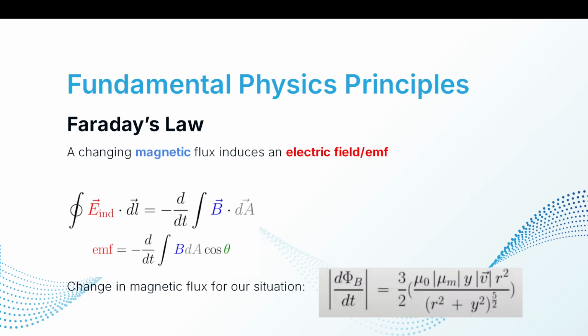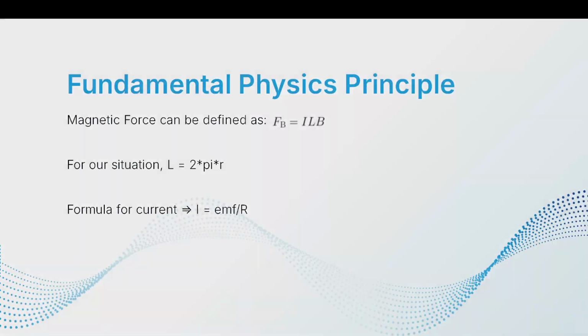On the left, you can see the equation, with the change in magnetic flux on the right, B dot product dA, which makes the EMF. Now for our specific situation, the change in magnetic flux, the whole thing on the right, is defined with the equation in the bottom right from the pre-lab.